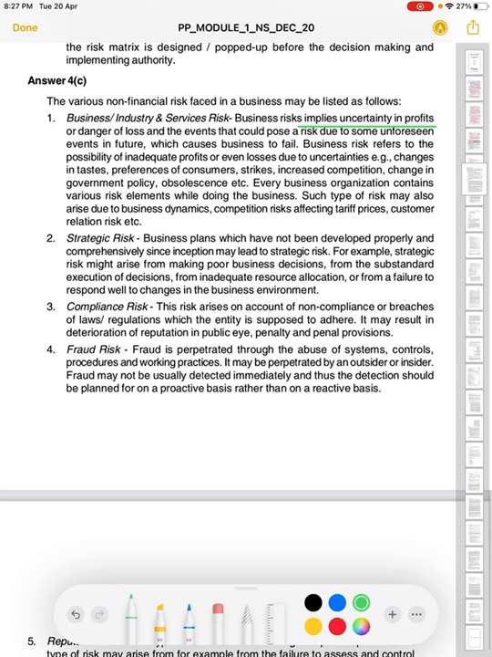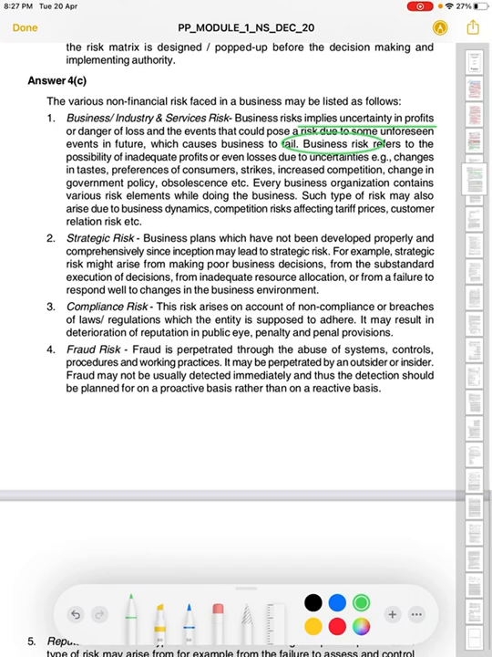In the non-financial risk, first we need to consider business risk. Business risk basically refers to the possibility of inadequate profits or even losses due to uncertainty. For example, changes in the taste and preferences of customers, a strike, increased competition, changes in government policies, obsolescence. These are all business risks which could have a non-financial risk over the enterprise.